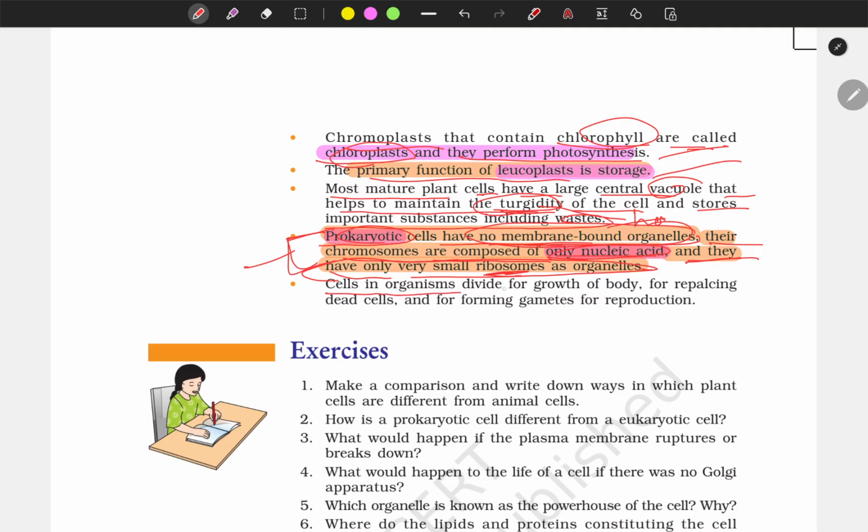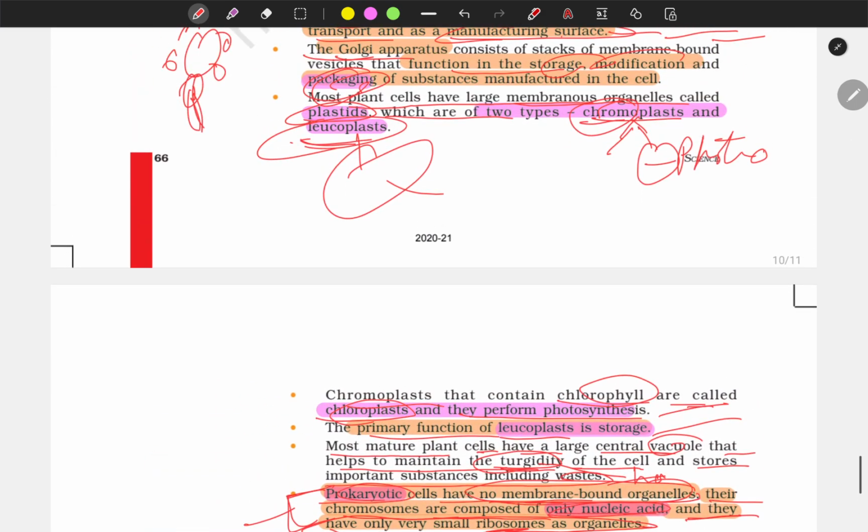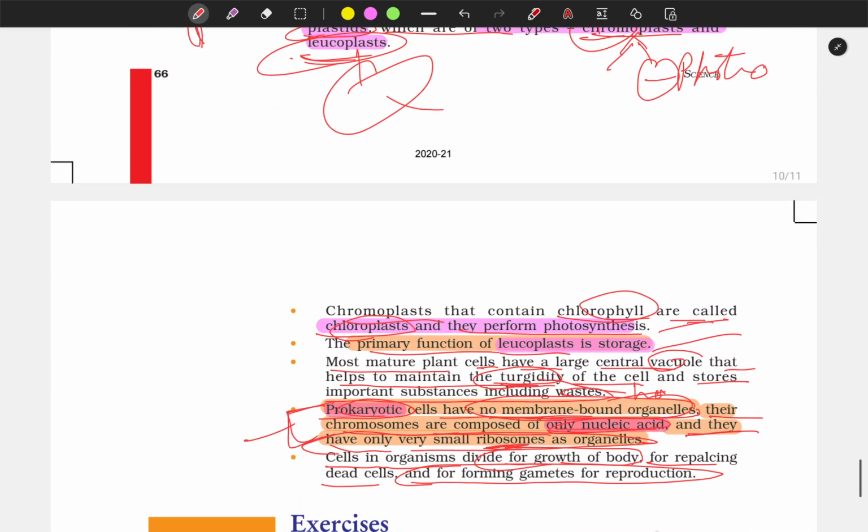Cells in an organism divide for growth of the body, for replacing dead cells, and for forming gametes for reproduction. So this was the end of this chapter, and we have successfully revised it, and thank you for watching this video.